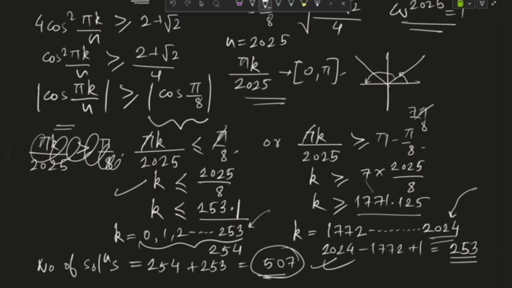So please be careful with this part, guys, and also with the inequalities, like how I explained, this is less than or equal to and greater than or equal to. Basically, if you want to write this in a simpler way, I will do that also. You can write this like this: 7 pi by 8 less than or equal to pi k by 2025 and less than or equal to pi by 8. In case you guys face a problem in understanding this, you can write it like this also. You will get the same result actually.